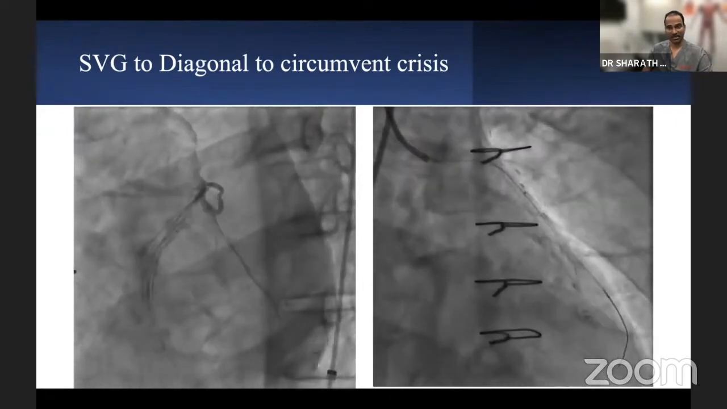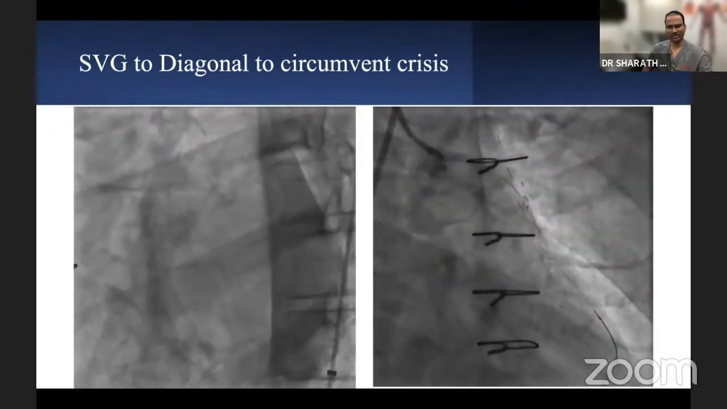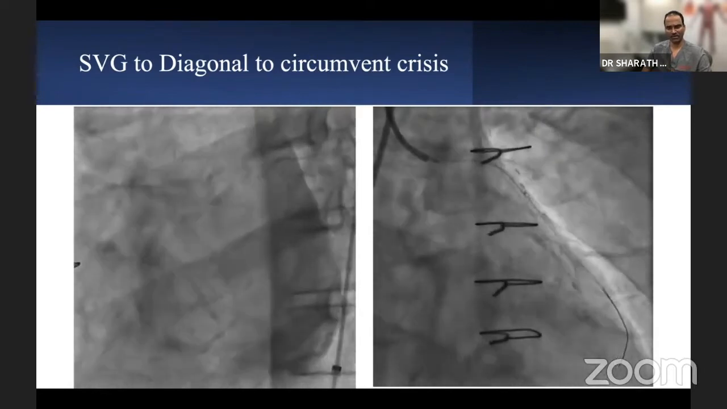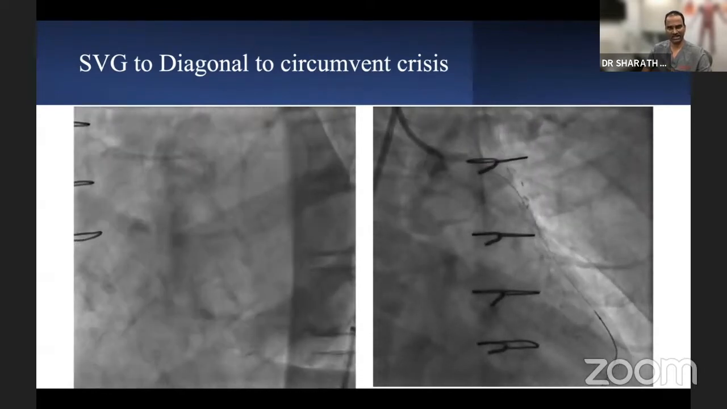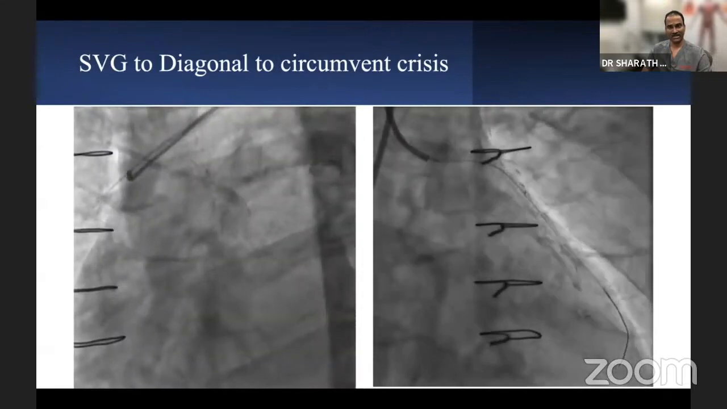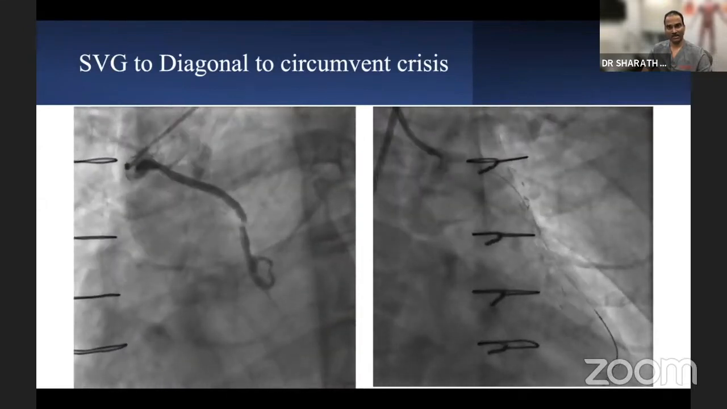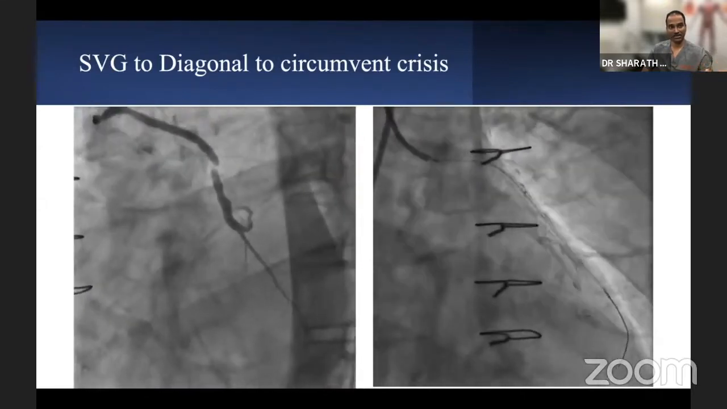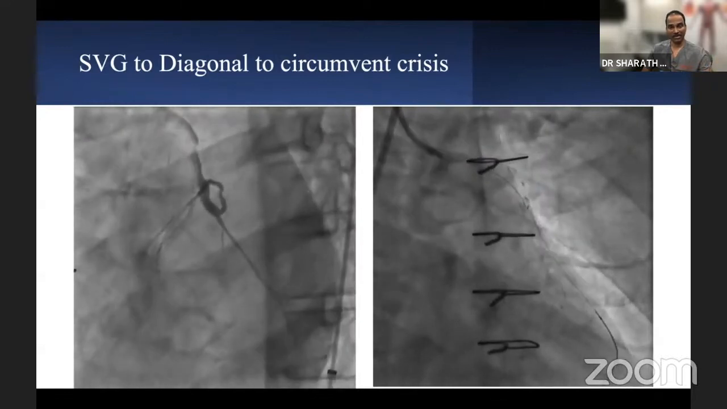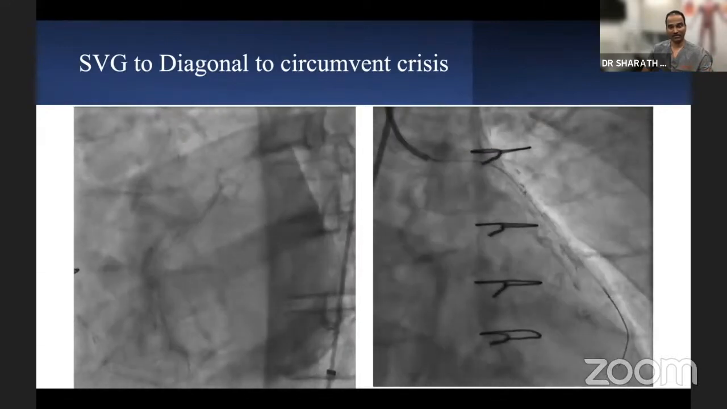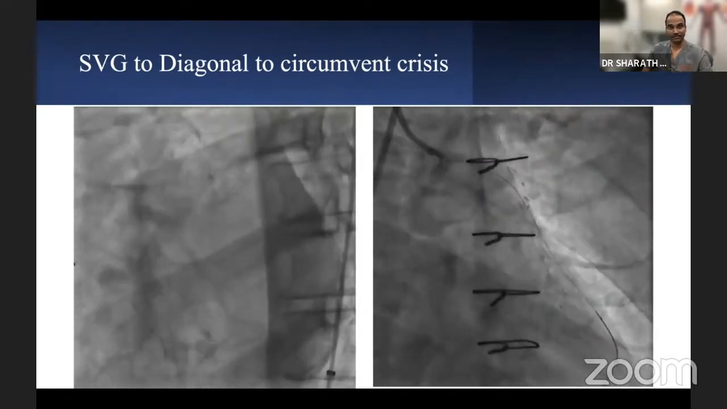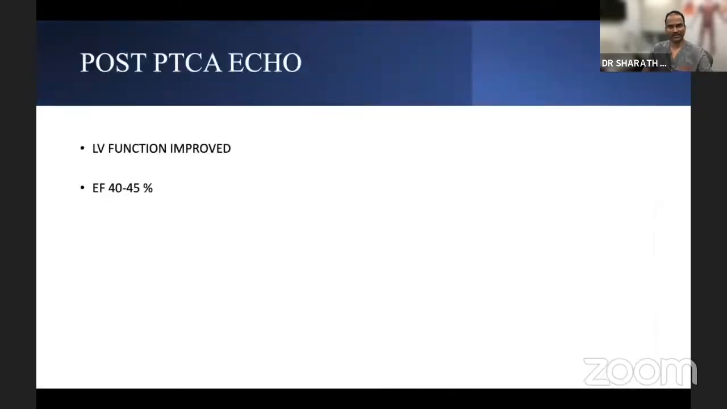It was predominantly done this way because the patient also had a mild renal issue, so we didn't want to give much contrast. We did IVUS-guided stenting to the distal diagonal as well as the ostial diagonal. You can see before and after the procedure. Next slide. In follow-up, the patient's LV function improved significantly, from severe LV dysfunction to mild to moderate.